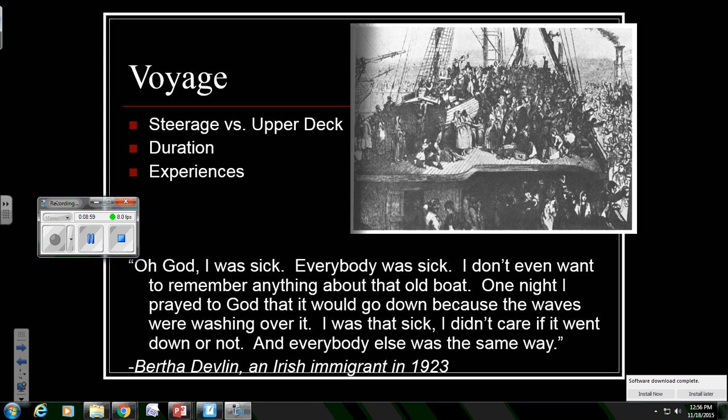Bertha Devlin. She was an Irish immigrant. She said, oh God, I was sick. Everybody was sick. I don't even want to remember anything about that old boat. One night I prayed to God that it would go down because the waves were washing over it. I was that sick. I didn't care if it went down or not. And everybody else was the same way. So all that great hope for the new nation kind of disappeared when they got sick on the ship.